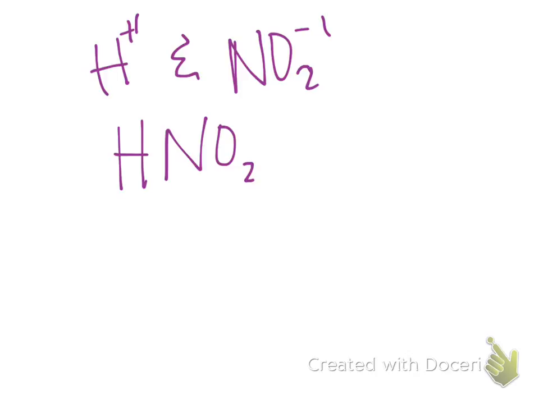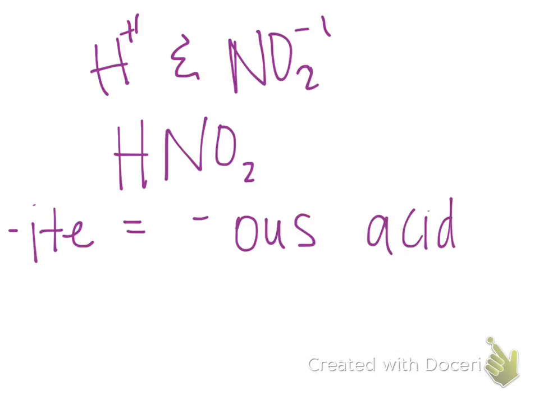And so now we look at how we name these, because these are 2 different compounds. HNO2 and HNO3 are very different compounds. So they have different names. So for this, it ends with an ITE, right? The anion that it came from ends in ITE, which means our acid ends with an OUS. So what would this one be called? Nitrous acid.